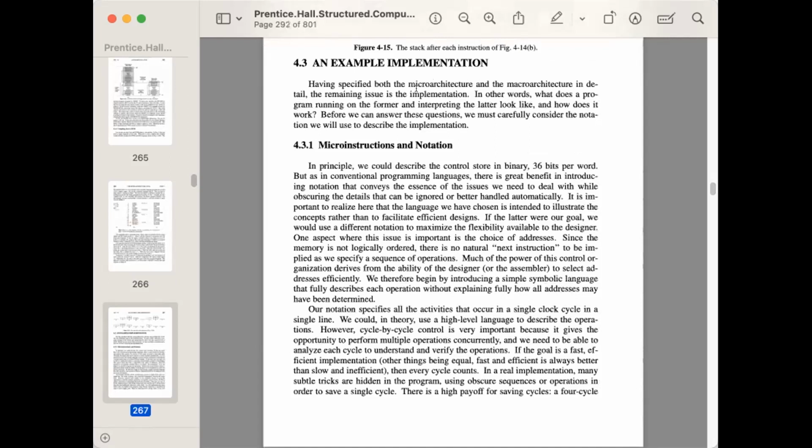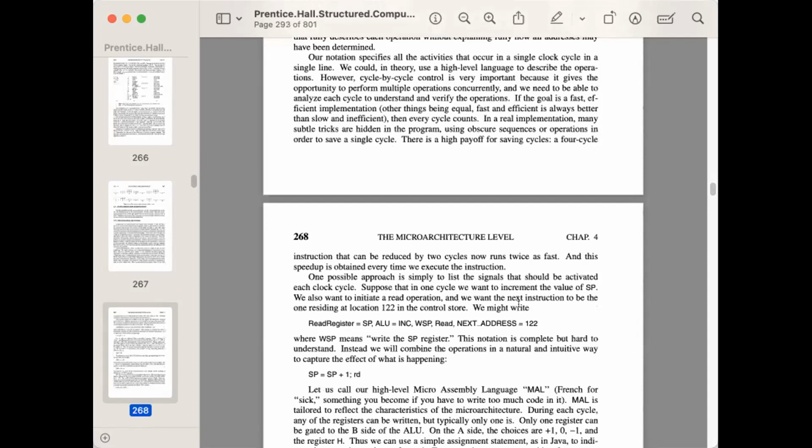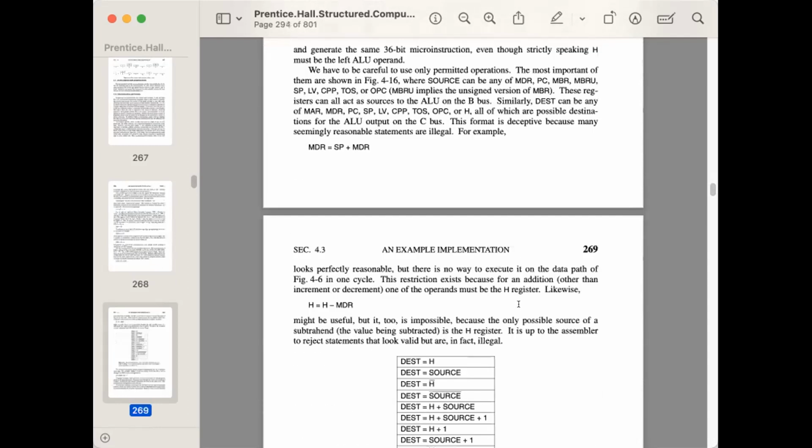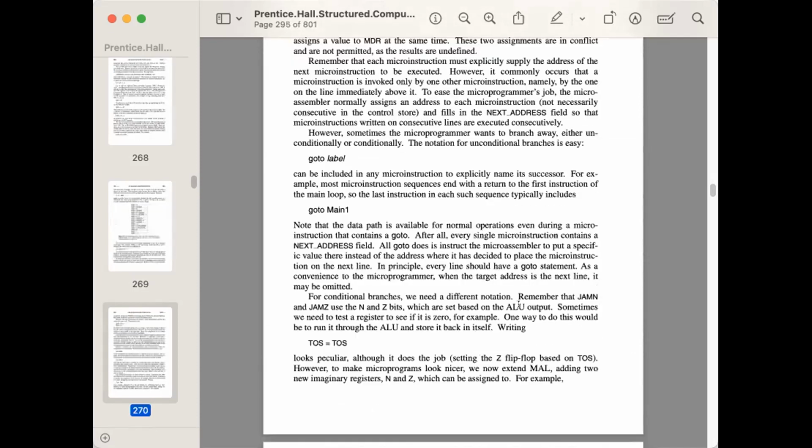So we've got both the microarchitecture and the macroarchitecture, so we have to implement it. How does a program running on the microarchitecture get interpreted into the macroarchitecture? It's going to give us some examples here on how those changes are made, and it goes through some more on that.